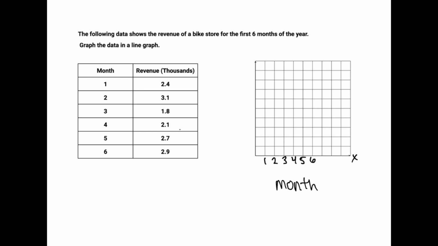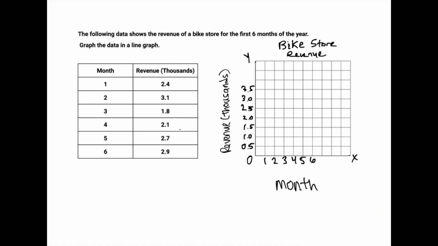I've labeled the months on the x-axis. Then I labeled the y-axis, revenue in thousands, and I counted by 0.5. And then I labeled our graph. Now we can plot our points.